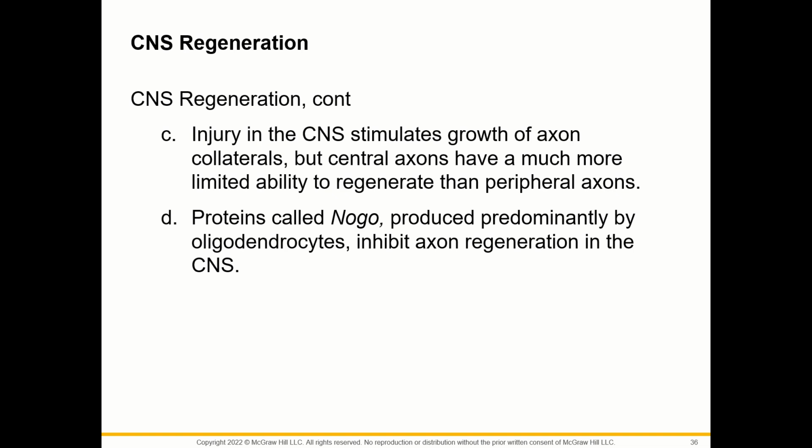We are not regenerating. So the take-home message is that in the peripheral nervous system, there is hope of nerve regeneration. In the central nervous system, it's a no-go.